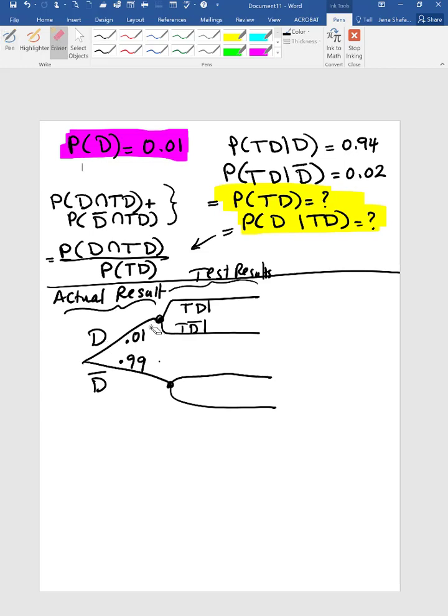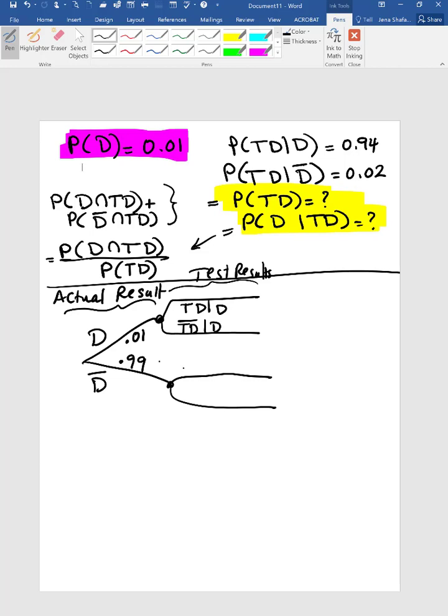So I'm going to put that here. This branch will have a probability of the test saying defective given that the item is defective, and this is the test saying not defective, given that, let me correct that right there. This is the test saying that the item is not defective given that the item is defective.